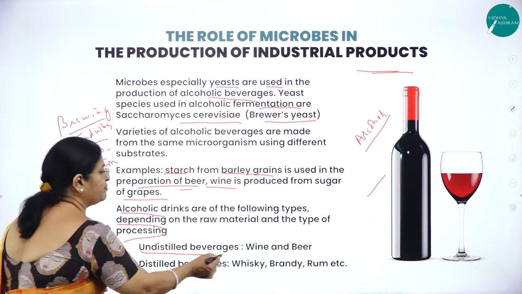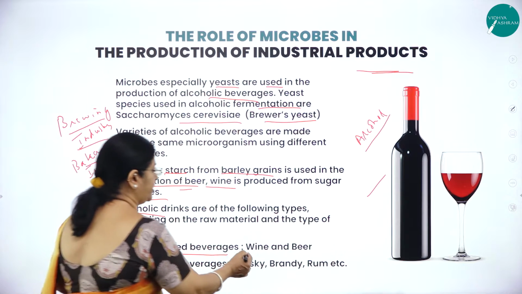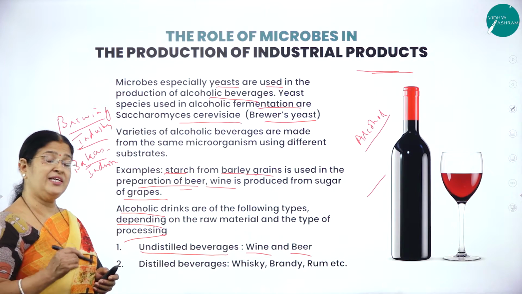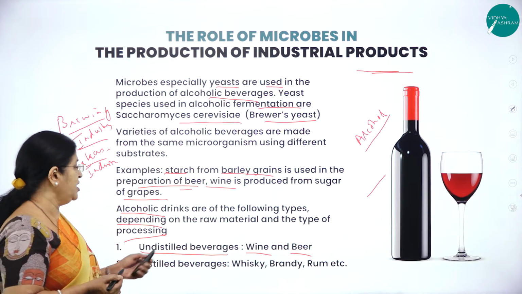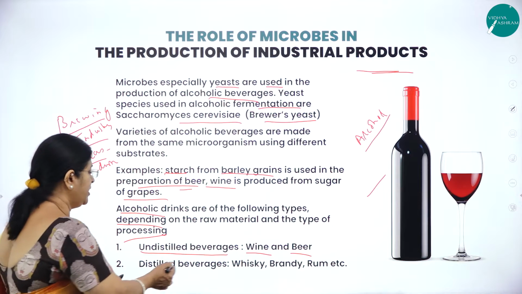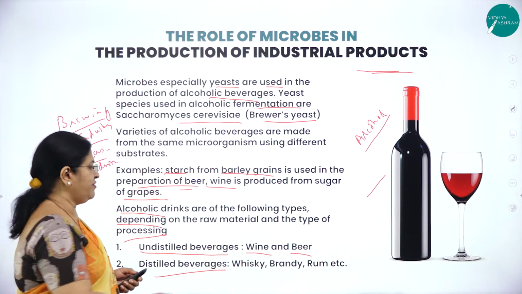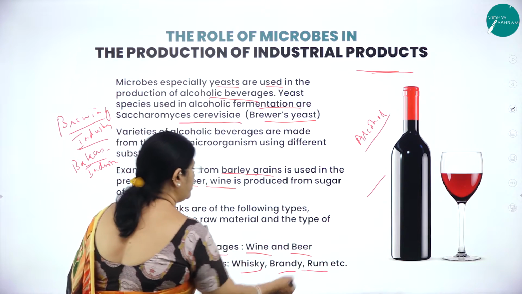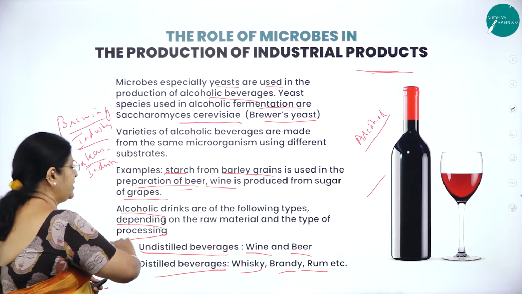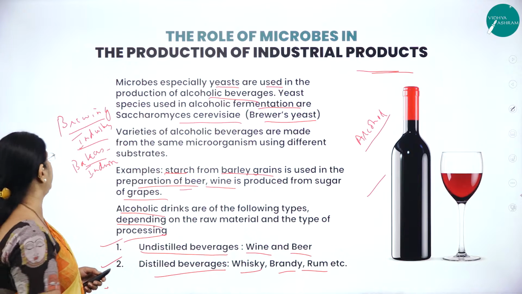So undistilled beverages are wine and beer. So wine and beer come under which category? They come under distilled and undistilled. So here they come under undistilled beverages, that is wine and beer. Distilled beverages, like we have whiskey, brandy and rum. They all come under distilled beverages. Undistilled beverages, wine and beer.